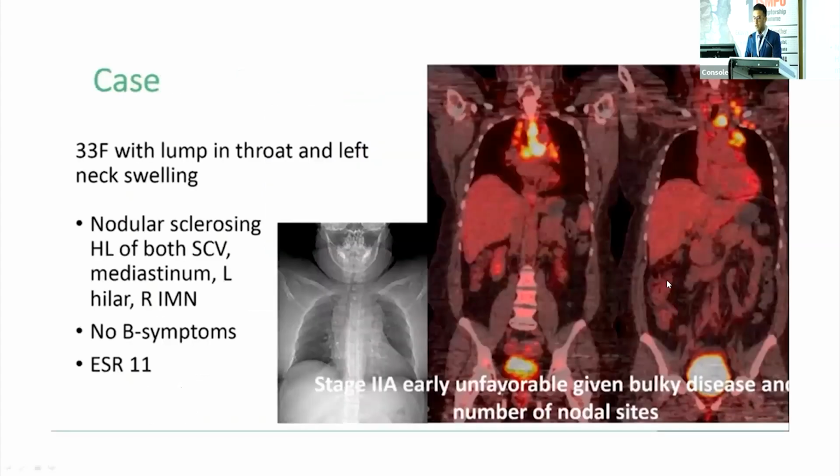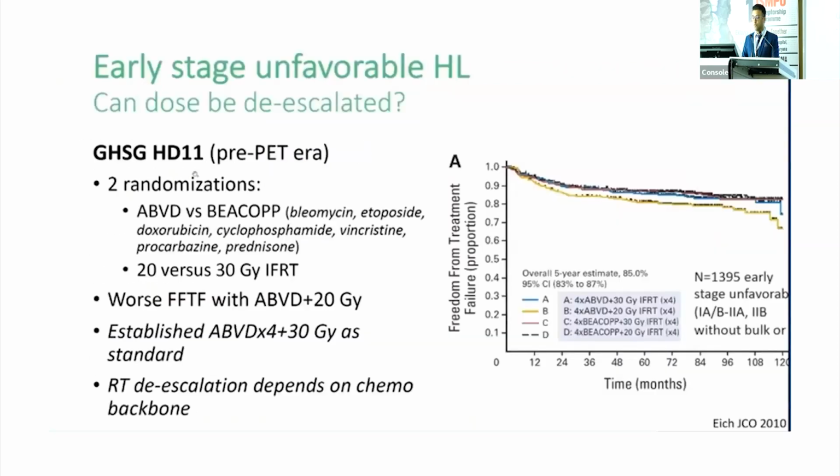This is another case, a 33-year-old female, lump in the throat, left neck swelling, nodular sclerosing Hodgkin lymphoma with a bulky mediastinum and supraclavicular nodes, hilar nodes, no B symptoms, ESR. So we risk-stratified her as early unfavorable Hodgkin lymphoma.